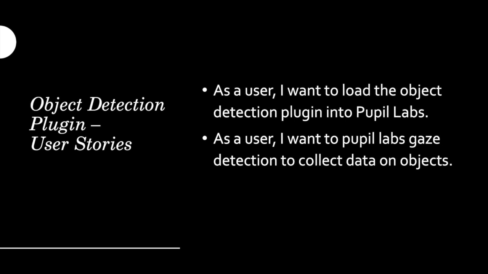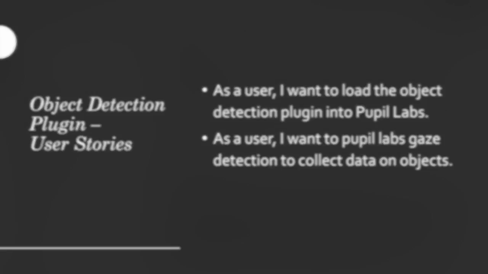Our goal for the fourth sprint was to enhance our object detection prototype and meet the requirements for our two user stories. Our two user stories for this sprint were, as a user, I want to load the object detection plugin into Pupil Labs, and as a user, I want to use Pupil Labs gaze detection to collect data on objects.